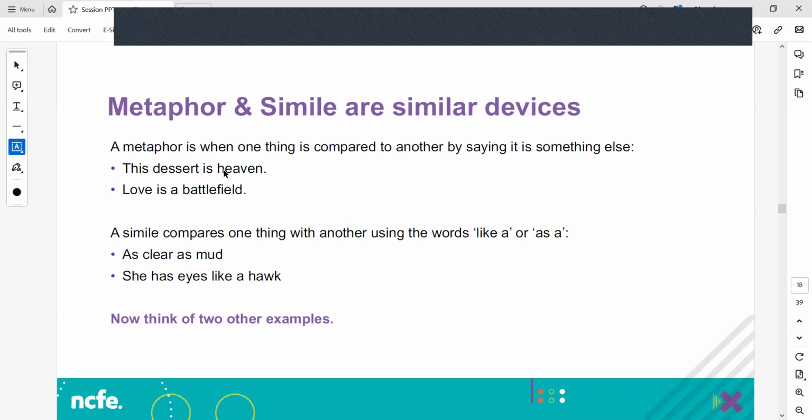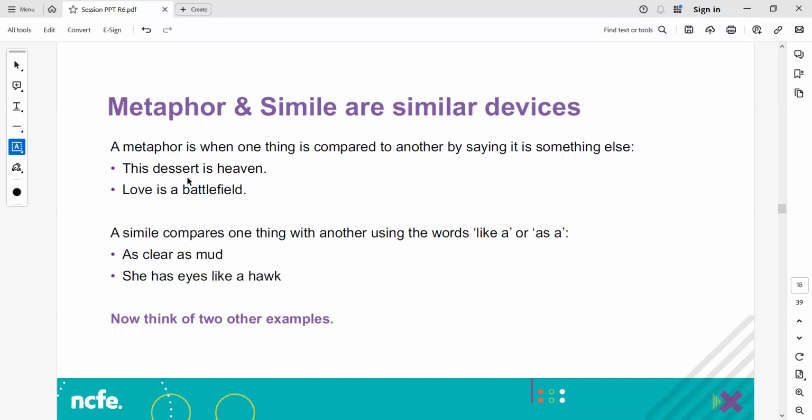We are saying it is something else. So the dessert is not heaven, but it's telling us that it's delicious. Love is a battlefield. It's not an actual battlefield, but there's conflict. And a simile compares one thing to another by using the words like a or as a. So we've got some examples here. As clear as mud. She has eyes like a hawk.